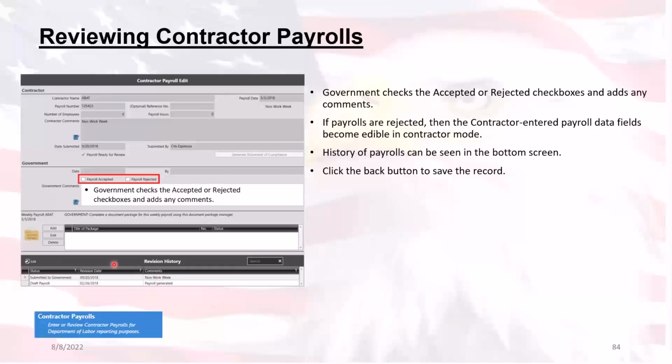Also, you may have noticed that down here at the bottom of this screen is the revision history. Any revisions that have been done to this payroll will be tracked down here under the revision history. Now, once you're done with everything and you want to commit this screen and this data to the database, just click on the back button and it'll save the record and commit it to the database and get everything done and out of your way.